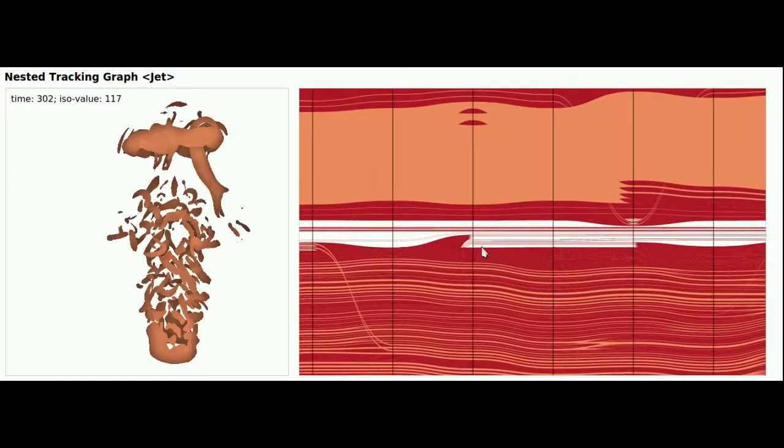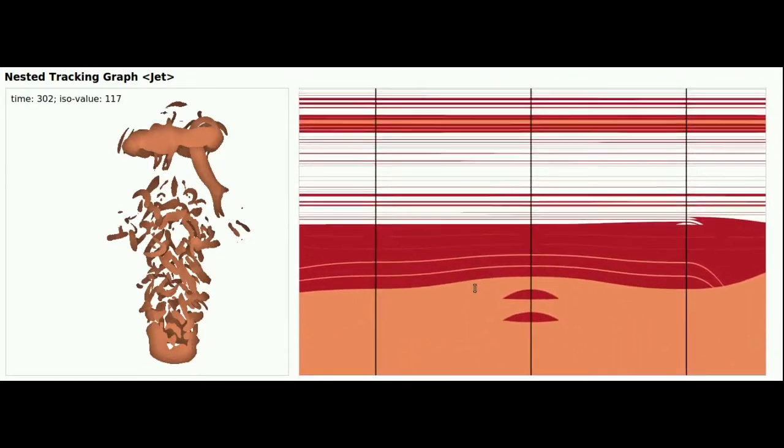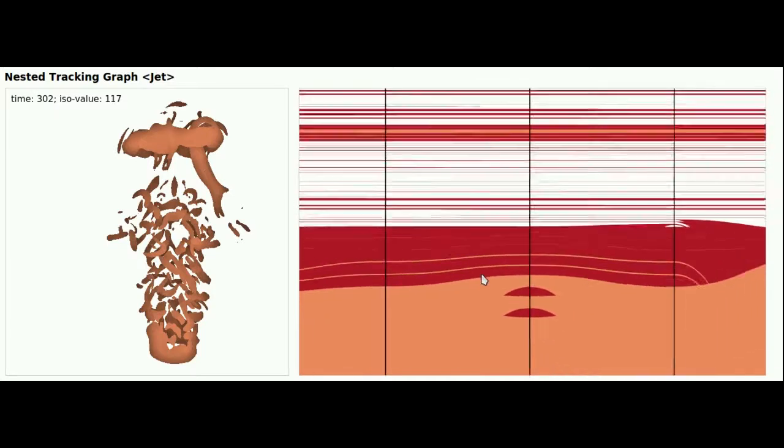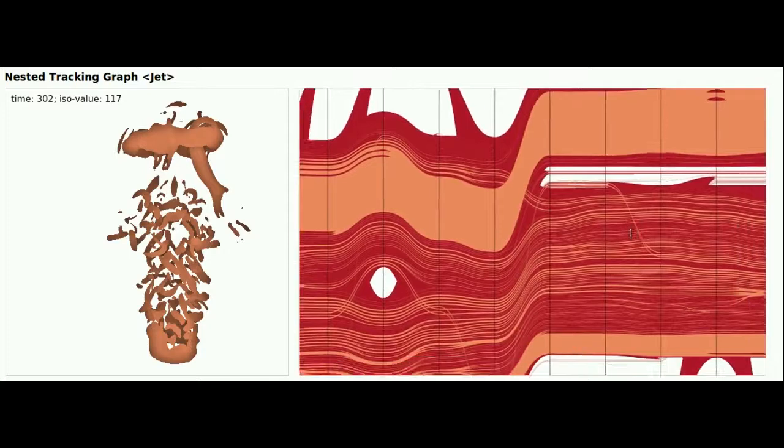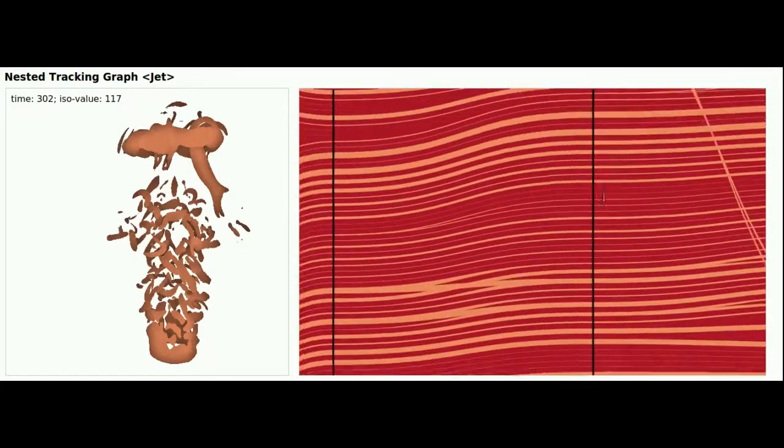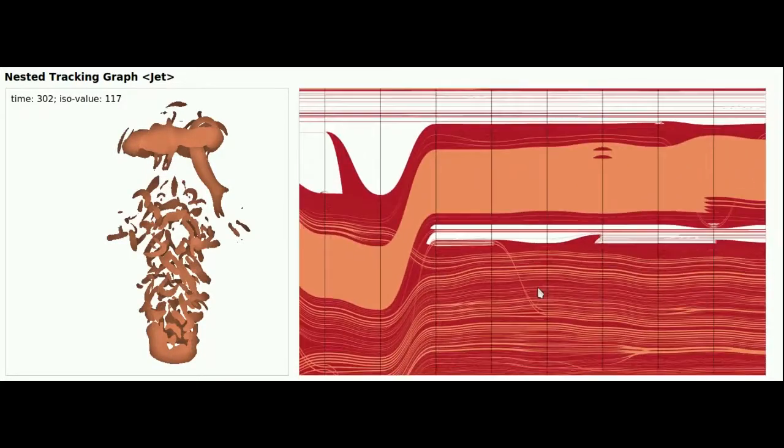Since there are so many components, we deal with them in a level of detail approach, where we only render edges if we zoom in enough. This way, the user can start with an overview, identify an interesting branch, and then explore its subcomponents.